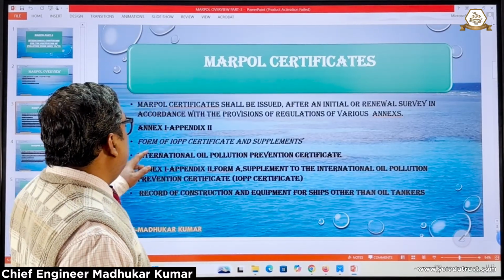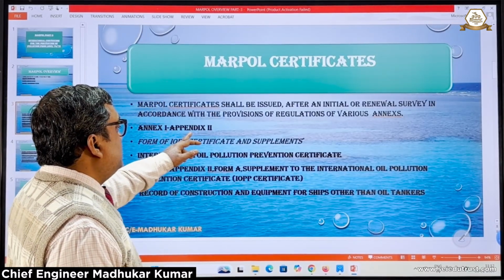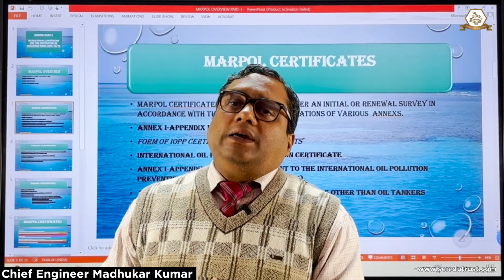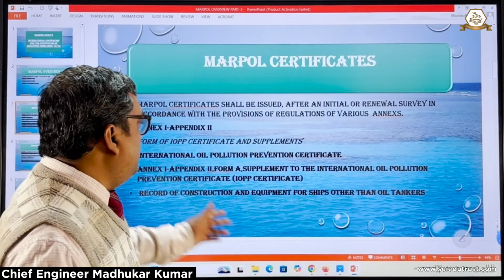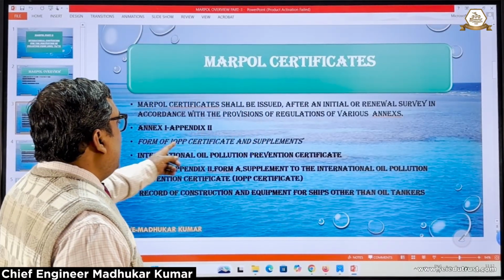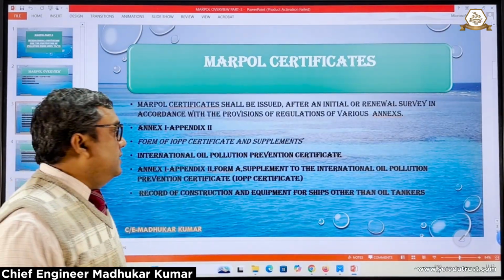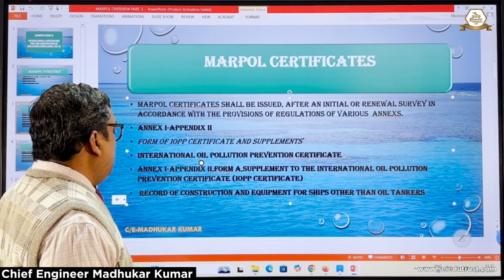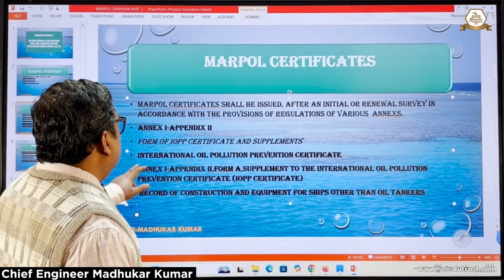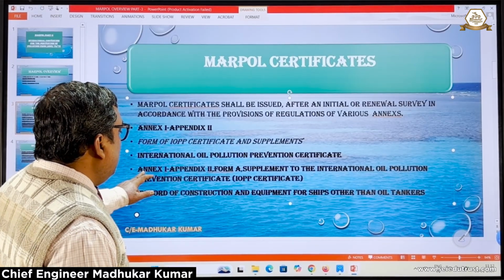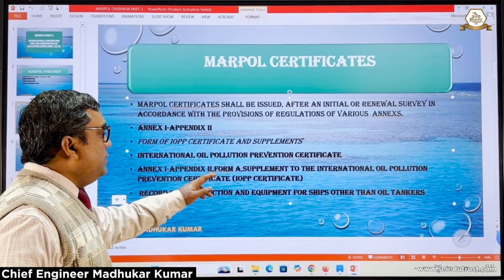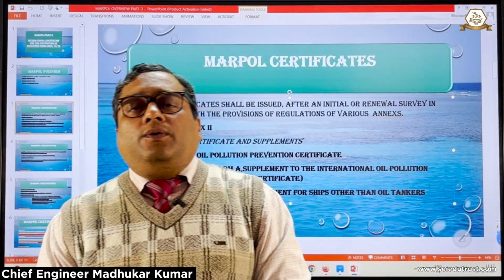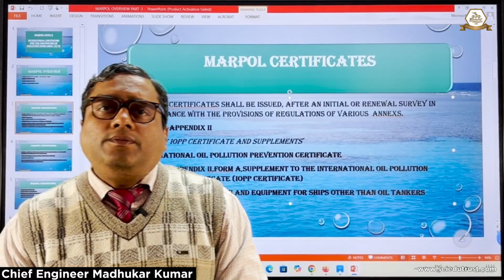Okay, so if we see annex 1, it is appendix 2. Every annex has appendixes at the end of the annex. In appendix 2, the details about the IOPP certificate are given: the form of the IOPP certificate and the supplements are provided over there. There are 2 supplements, form A and form B.